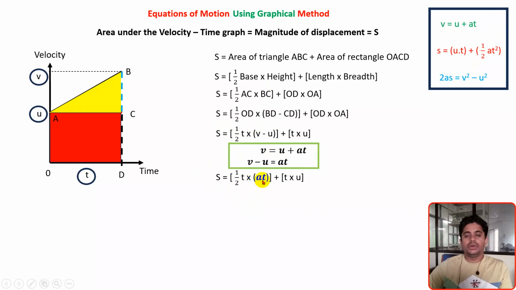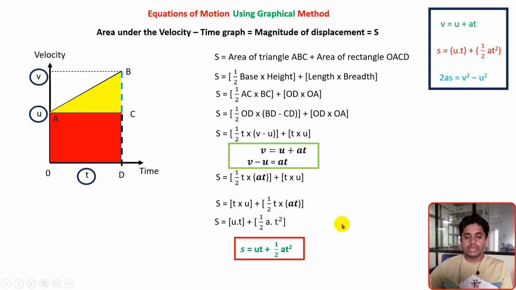So 1/2 T into AT plus T into U. Now, if you multiply the T inside, it will give T into U plus 1/2 T into AT, which is nothing but S is equal to UT plus half AT square. S is equal to UT plus half AT square. This is the second equation of motion, which represents the relation between displacement and the time, position and time.